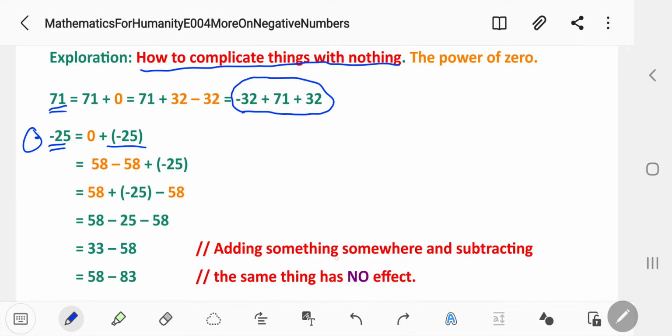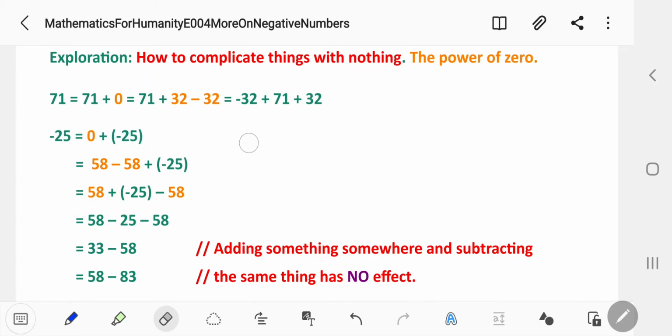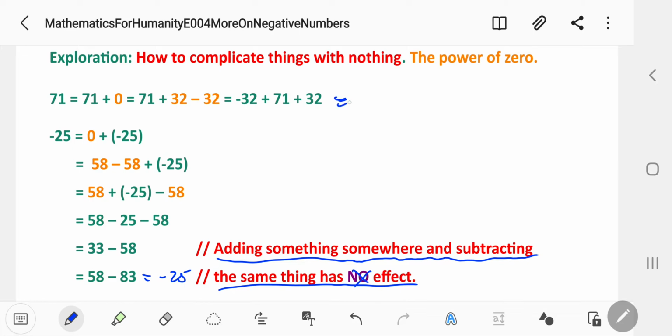And as a conclusion to this exploration, adding something somewhere and subtracting the same thing has no effect. No effect. It's still the same. The value here is still negative 25, and here is still 71.